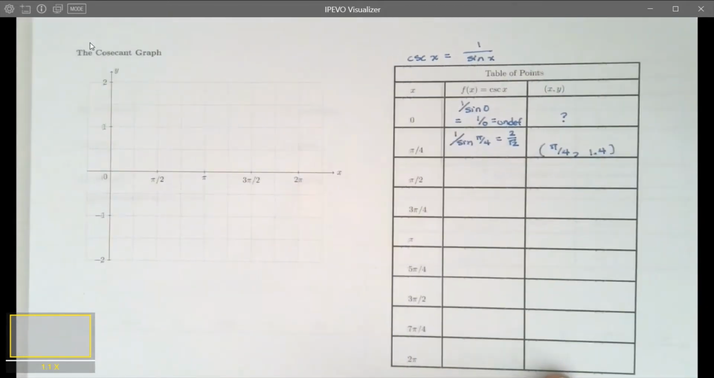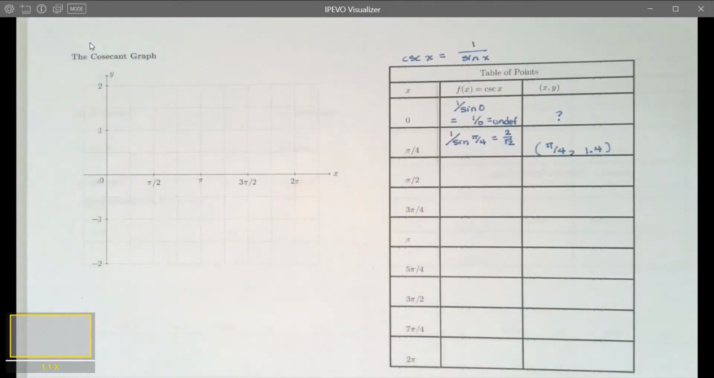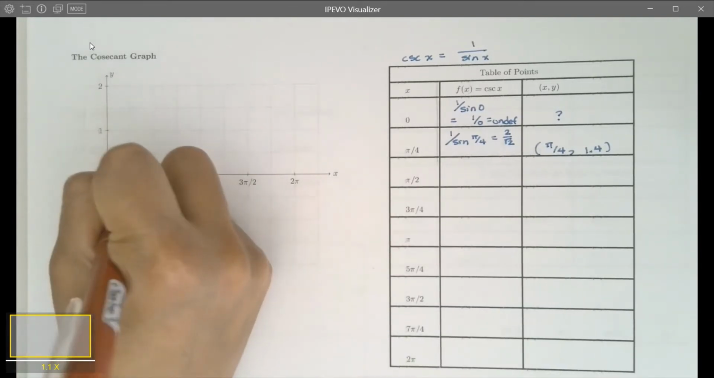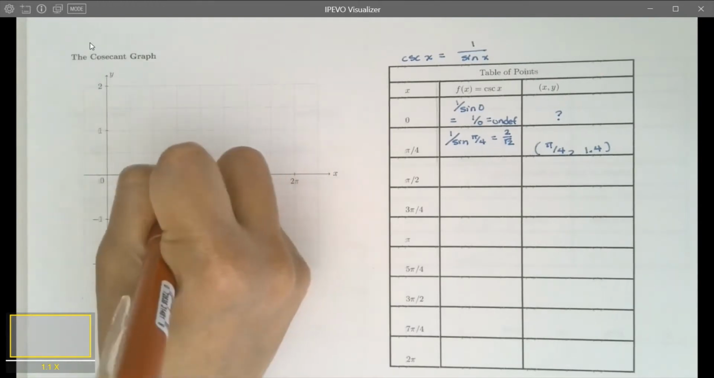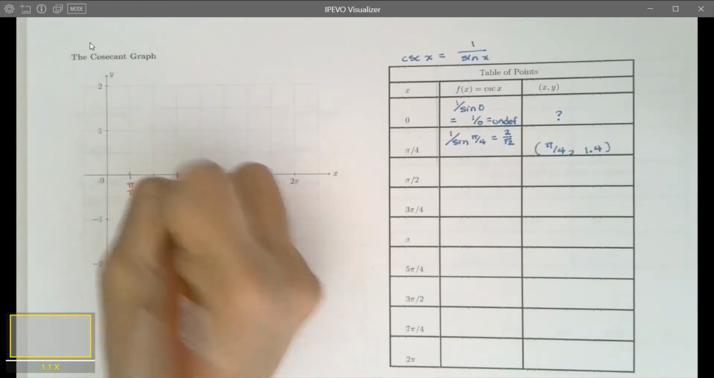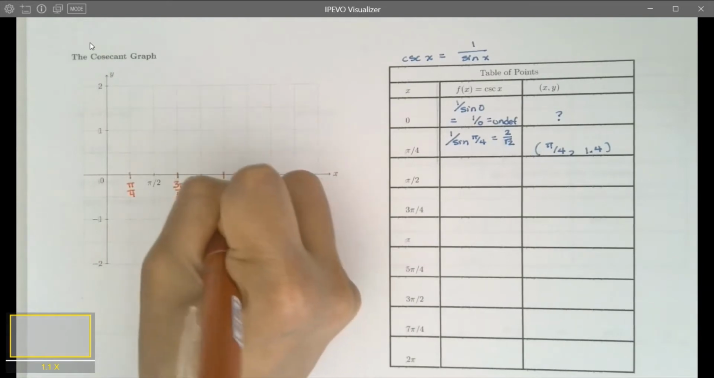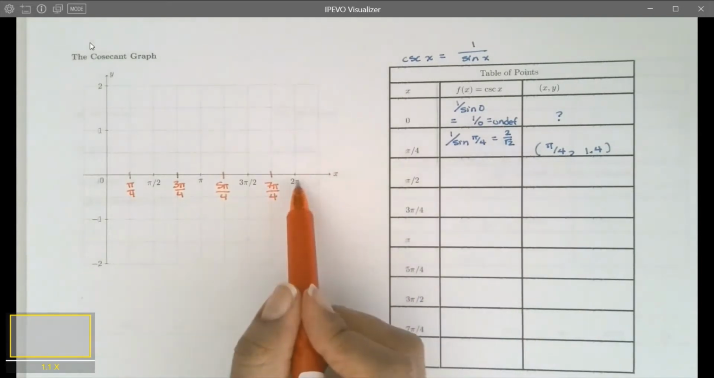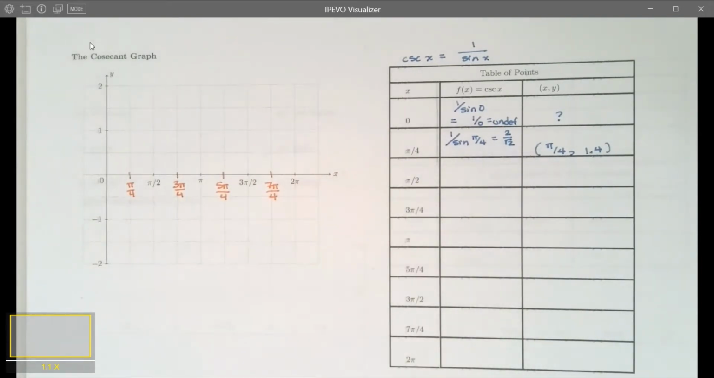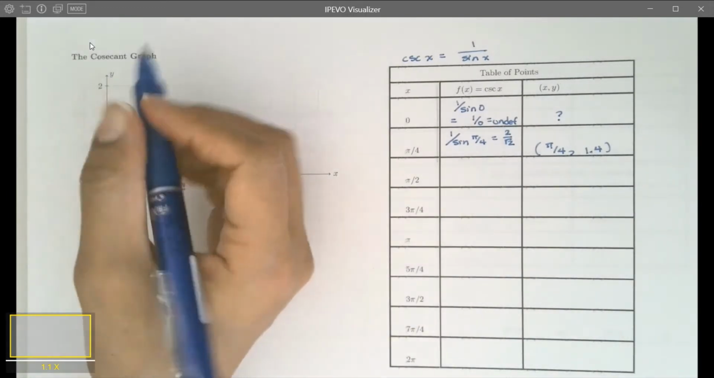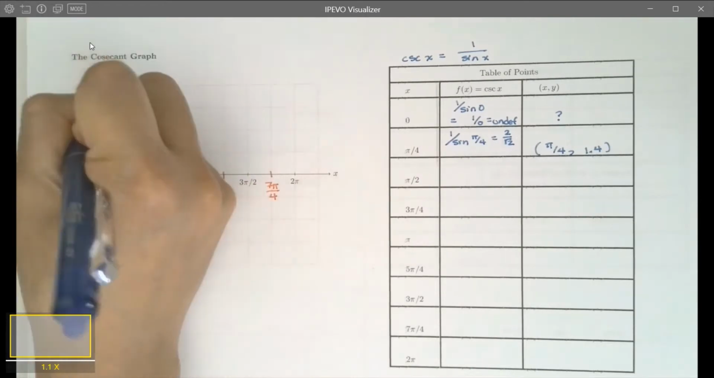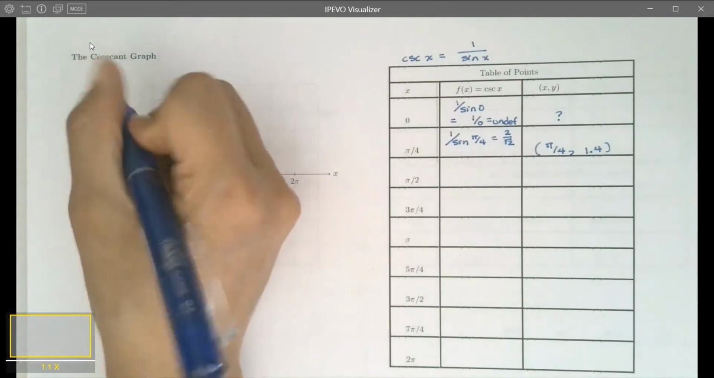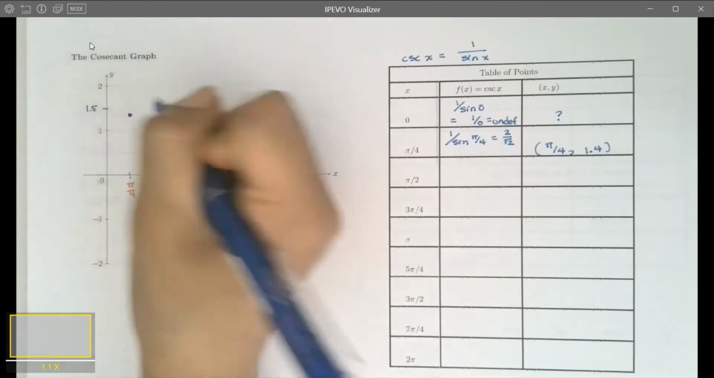So over here on the graph, we're missing all of the tick marks that deal with multiples of pi over 4. So let's draw those in. We already know what they are. Pi over 4, 3 pi over 4, 5 pi over 4, 7 pi over 4, and that would be the last one because then we have 8 pi over 4, which is 2 pi. Okay, so at pi over 4, we reach 1.4. So here's 1, this is 1.5, so 1.4 is going to be slightly below that.